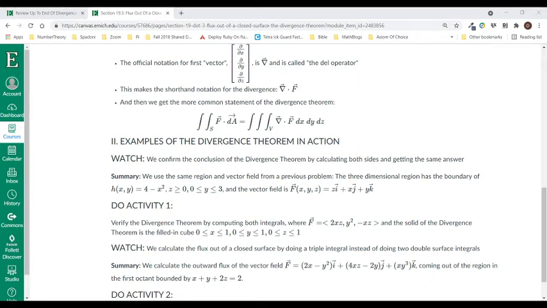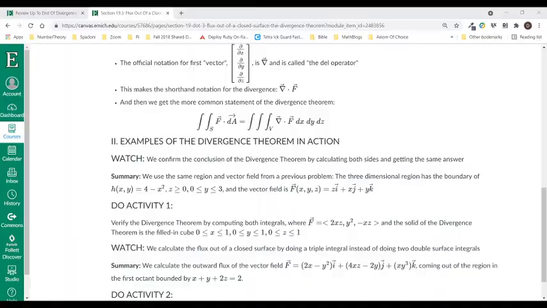Okay, we're looking at this thing that says examples of the divergence theorem in action. It says we confirm the conclusion of the divergence theorem by calculating both sides and getting the same answer. The region we want to use is a region from a previous problem, and it says h of xy equals 4 minus x squared, but just the part that lies above the xy plane. Only go as far right as 3, and they give us a vector field of zi plus xj plus yk.